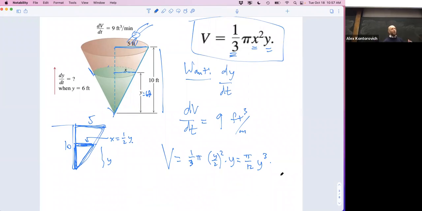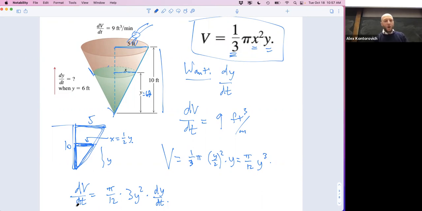Let's differentiate both sides with respect to time. We're interested in what happens as time changes. So the derivative of volume with respect to time will be some constant, pi over 12. Nothing we can do about the constant. Y cubed we differentiate implicitly. It's 3y squared times dy dt. So this is just the chain rule and implicit differentiation applied to a word problem. That's all related rates are. Related rates is chain rule applied to a word problem. Is everybody with me so far?